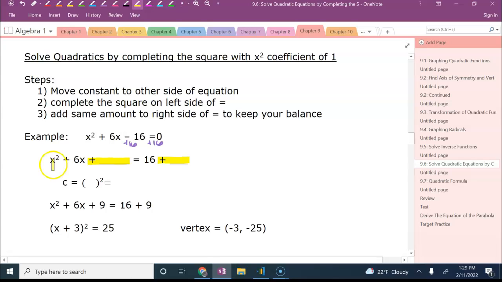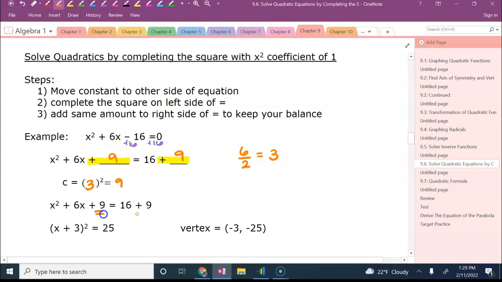So we've got x squared plus 6x plus a blank, and then we move that 16 over to the other side plus another blank. So to find that term, remember what you're going to do is take 6, the middle term, and divide it in half. So 6 divided by 2 is 3. To find that third term, we take 3 and square it to get 9. So 9 is what's going to go in my blanks on both sides of the equation.